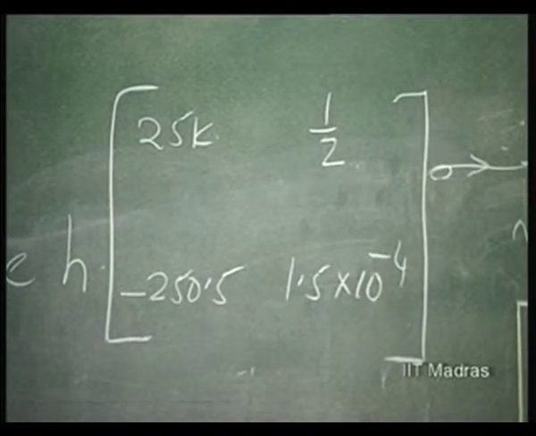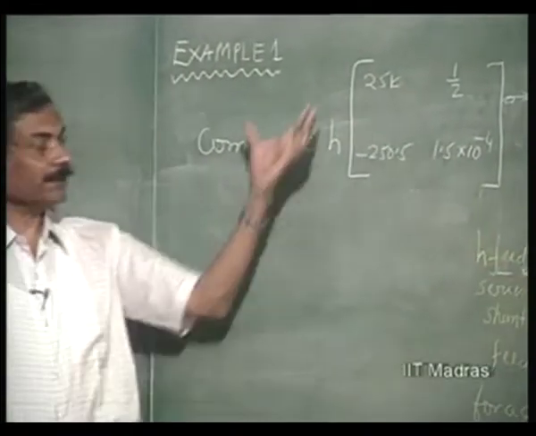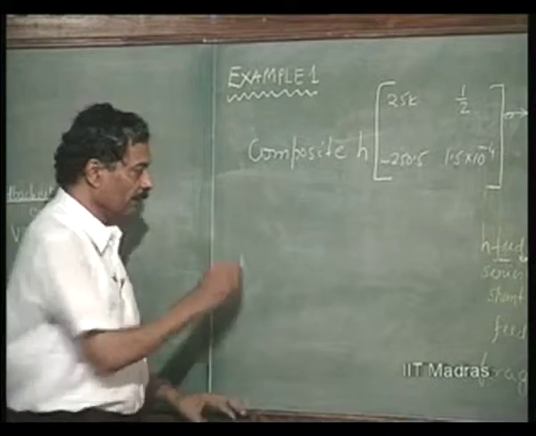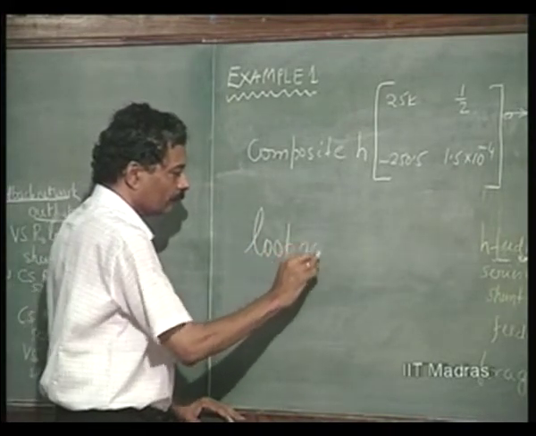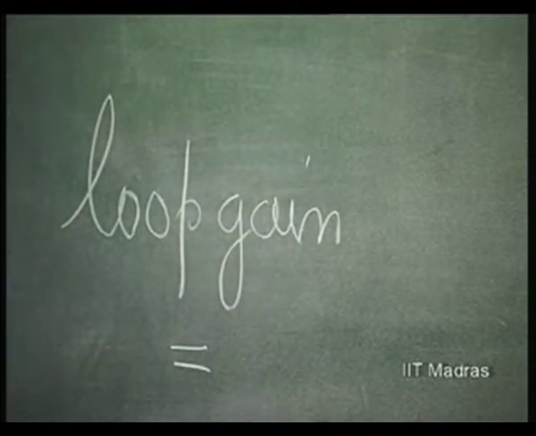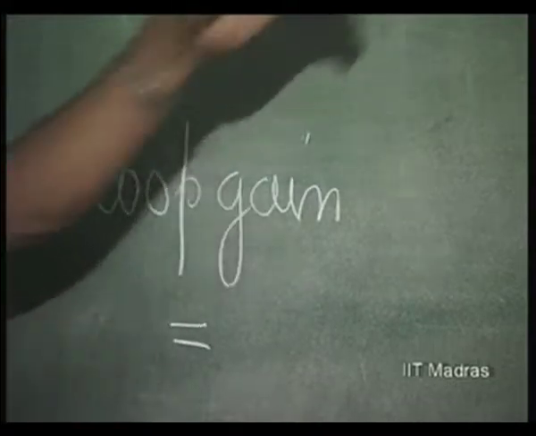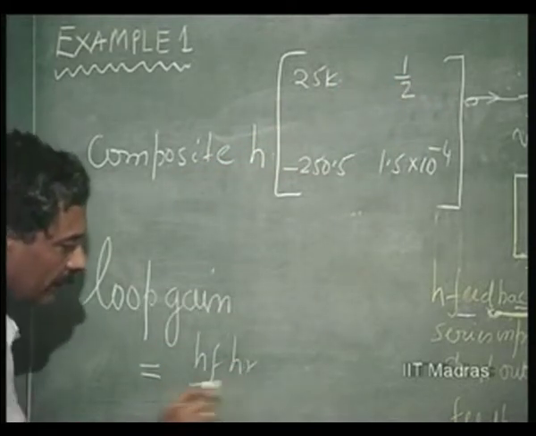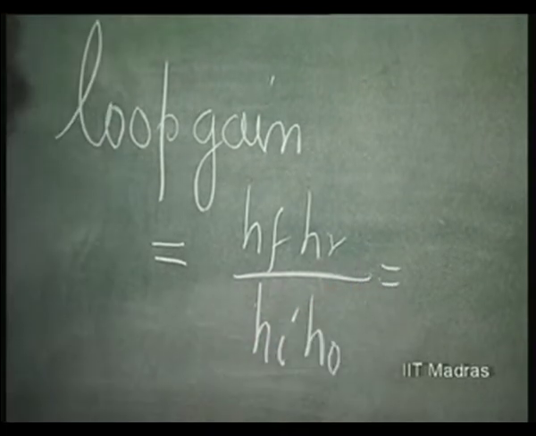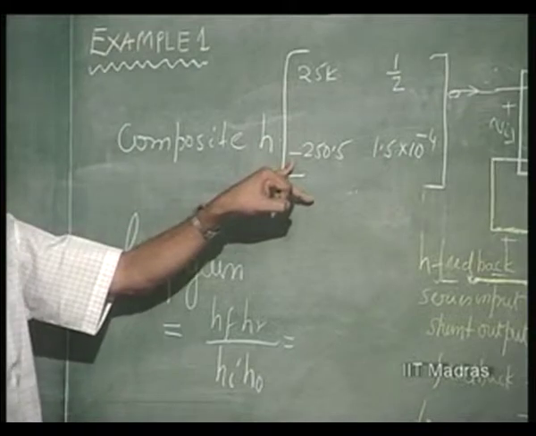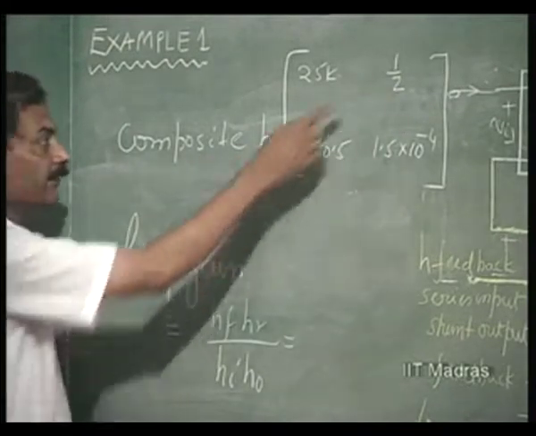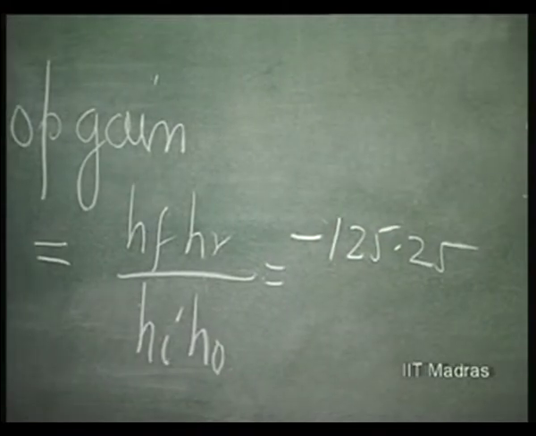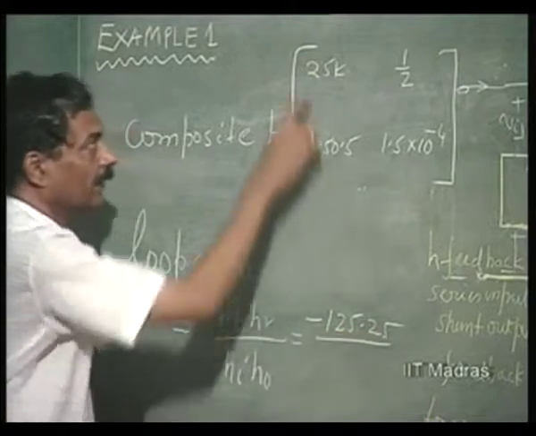Now that you know the feedback that you have to apply is H feedback and the composite H parameter has been obtained, you have to just verify whether it is negative feedback. Therefore, let us see the loop gain. So, what is loop gain? Loop gain is nothing but HF into HR divided by HI into HO. HF is minus 250.5, HR is half. Therefore, HF into HR is minus 125.25. Correct? This into this divided by this into this.